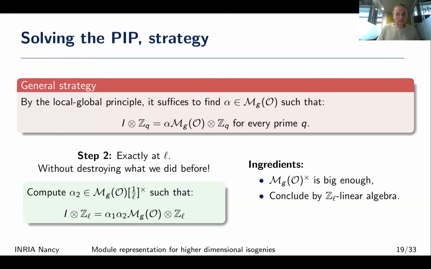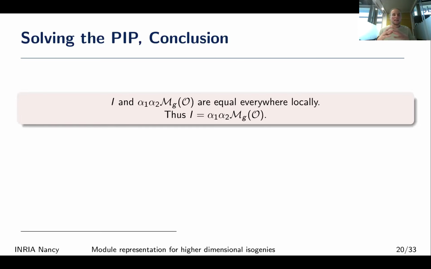So I conclude this algorithm by saying that now we have I and the principal ideal generated by the product alpha 1 alpha 2, which are equal locally everywhere. Thus, by the local-global principle, we in fact have the same ideal on both sides.